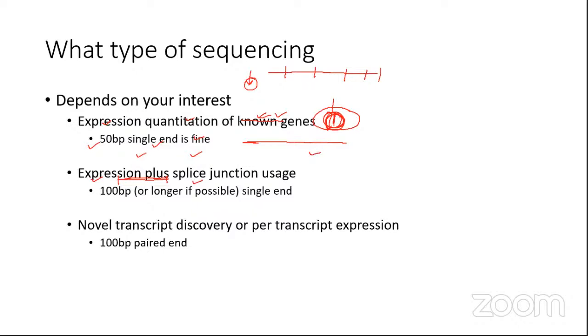So if we want to look at some novel transcripts or per transcript expression or some novel variants, then 100 base pair paired end read is a better choice to go for.